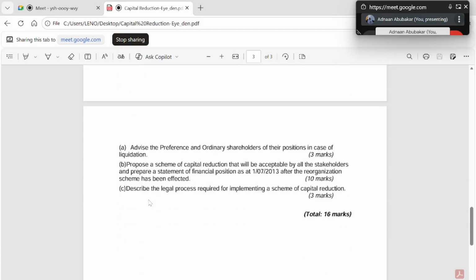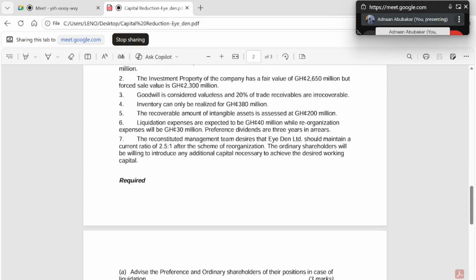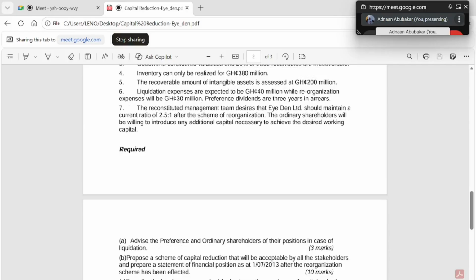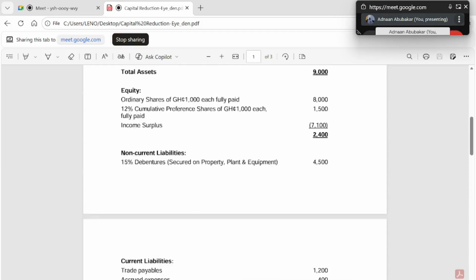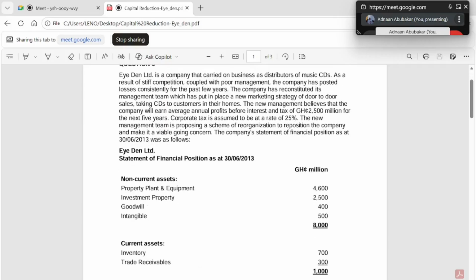Then the last one says describe the legal process required for implementing a scheme of capital reduction. You remember this one. Remember when we started this capital reduction, I took you through the formalities. Before a capital reduction scheme is accepted, there are formalities before that is accepted. You remember? Yes, sir, I understand, sir. Okay, all right. Tell them to give consent. Court must come in. Absolutely. Thank you very much. You remember them. All right. So that is it about this.